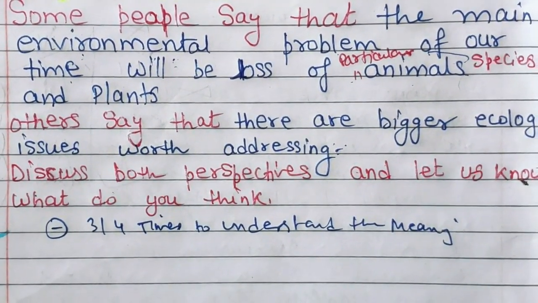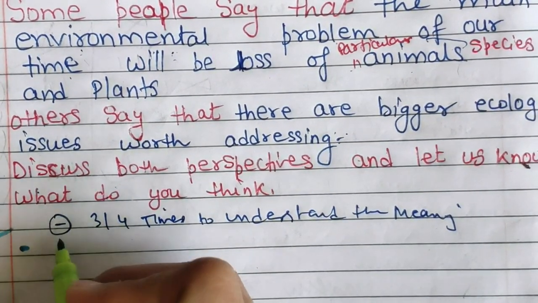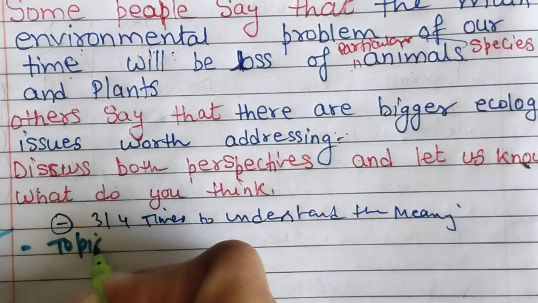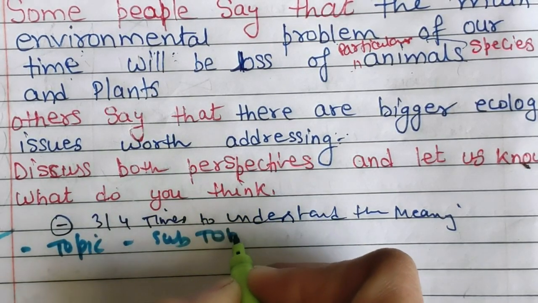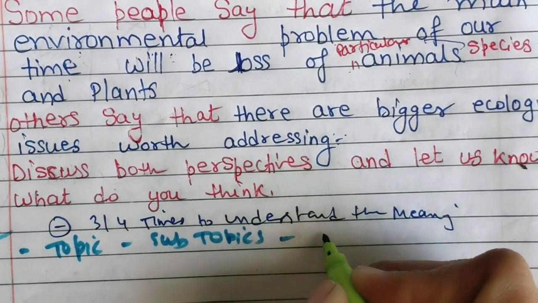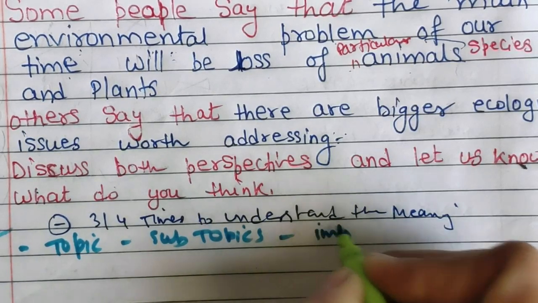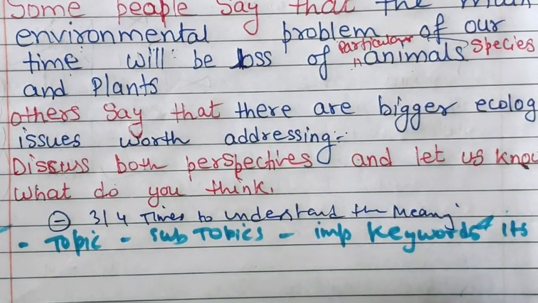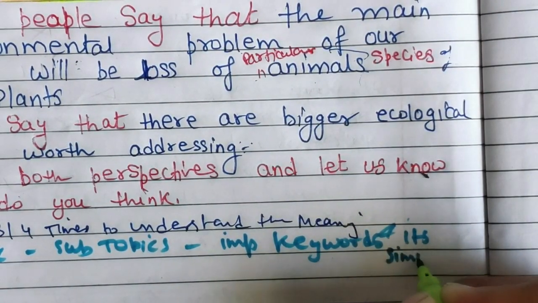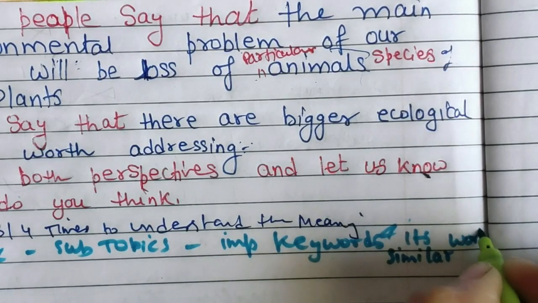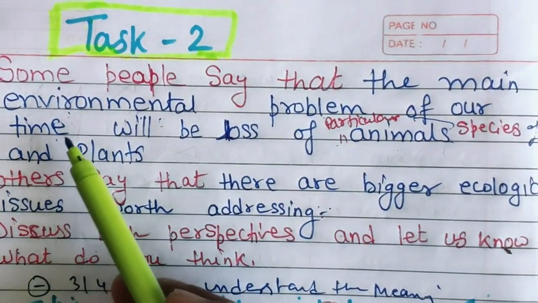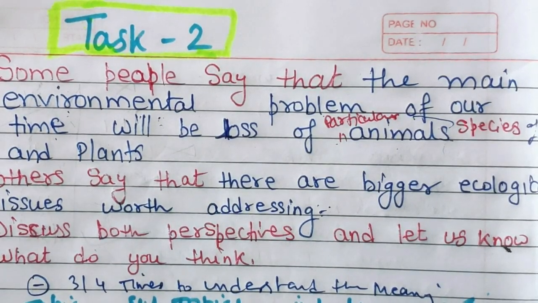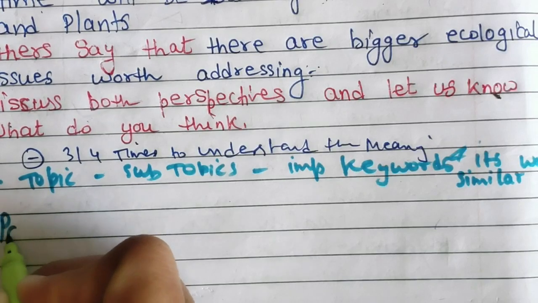Second step, as I always told you: now we have come to know the main topic and subtopics. Third, important keywords and similar words. Every time we are not going to use the words environmental problem, animals, bigger ecological issues, so we are going to use different words. So let's mark it here, paragraph 1.